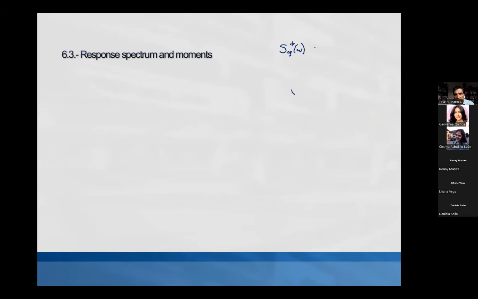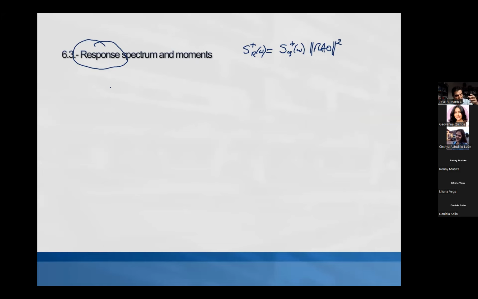Multiplied by the rho squared. Remember, rho in general is a complex quantity, so we need to take the amplitude squared. And the result is the spectral density of the response. So this is what we're talking about: the spectrum of the response.